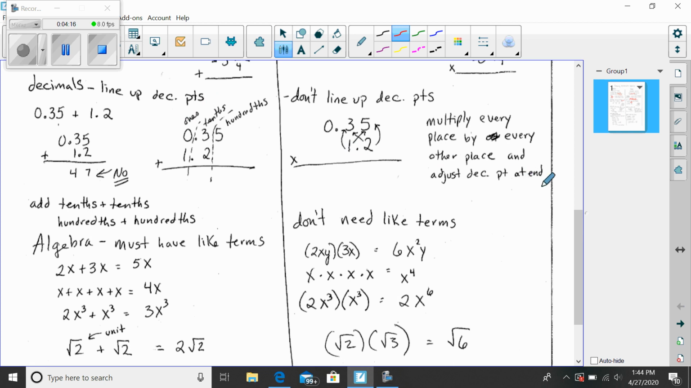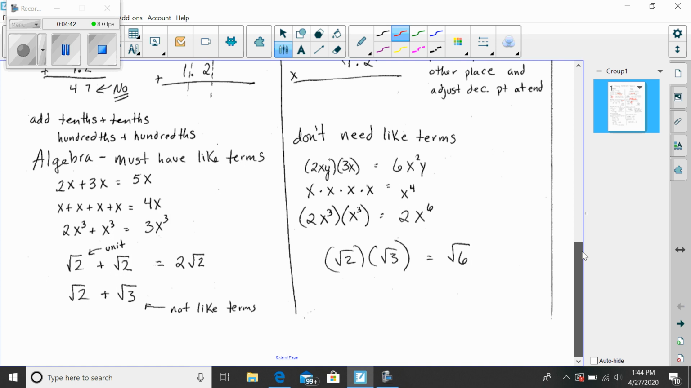Whereas in multiplication, we don't line up the decimal point, and we'll go on and talk about the rule for multiplication in a few minutes. But again, we have this same idea of every place has to be multiplied by every other place. Then we'll adjust the decimal at the end, and we're going to learn how to do that in the next clip. So we move on from decimals, we get more advanced, and we go up into algebra.